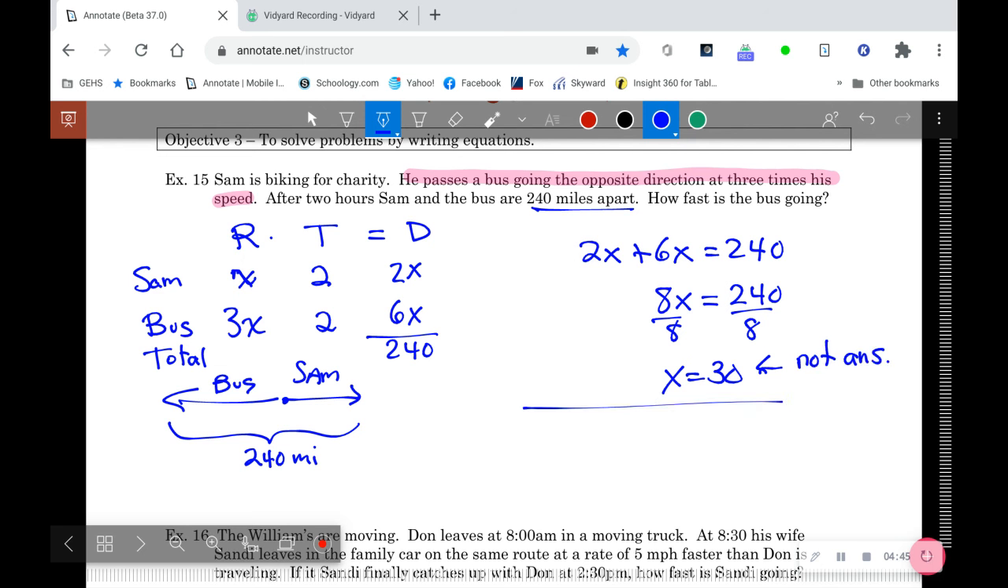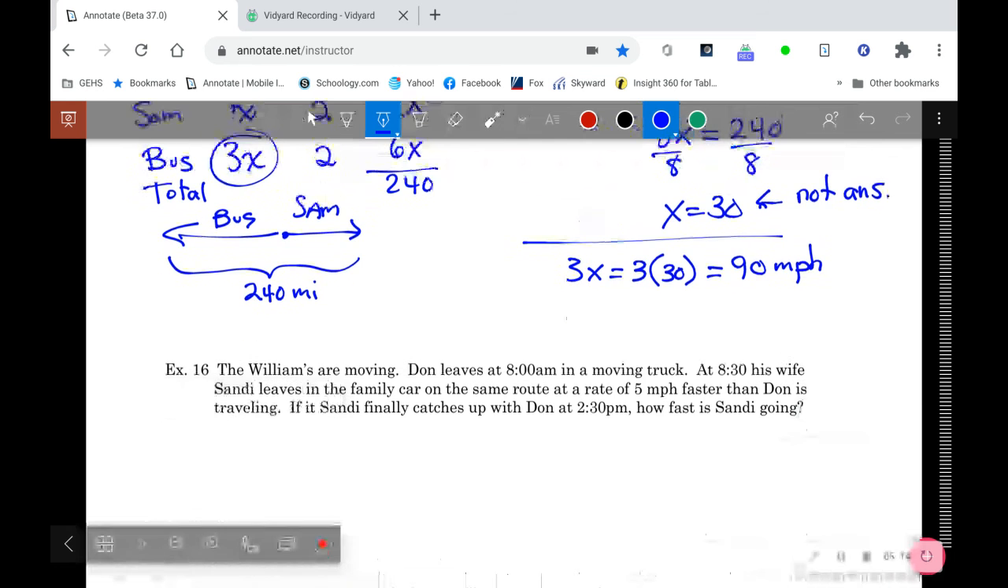Now, I highlight that because you are so used to in a math classroom finding x and then you're done. But this one doesn't ask us for Sam's speed. It wants to know the bus speed. So we have to know this one that I circled over here. 3x is 3 times 30, and that'd be 90 miles an hour. So yeah, that bus is probably going to be pulled over, hopefully by a highway patrol pretty quickly.